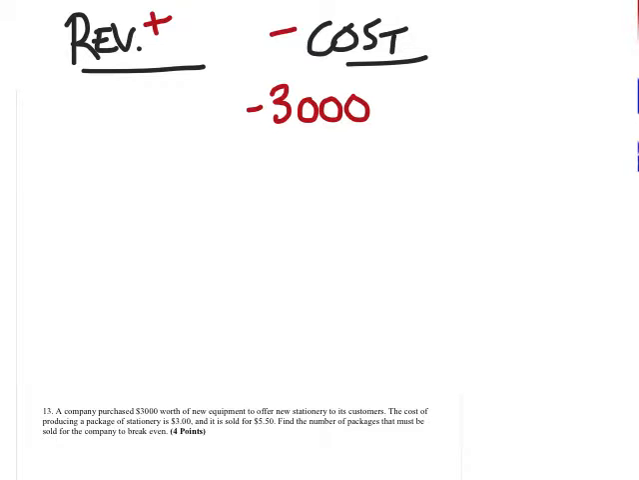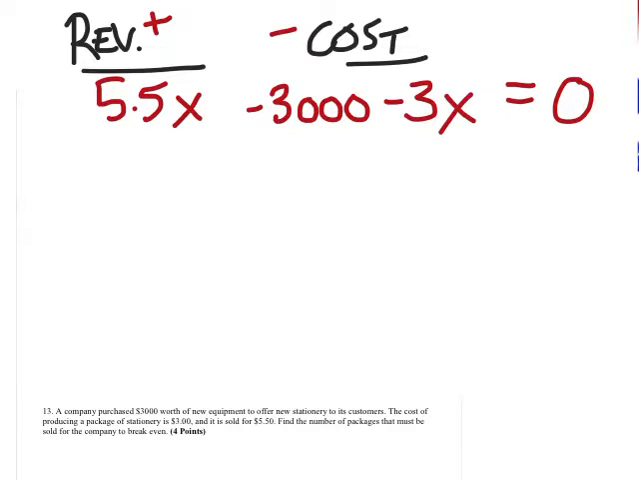The cost of producing a package of stationery is $3. So in other words, we're going to subtract that $3 for stationery times the number of products that we need to sell. The revenue looks like they're going to get $5.50. And again, this is positive for every package of stationery sold. Alright, what we want to know is when this will be 0.